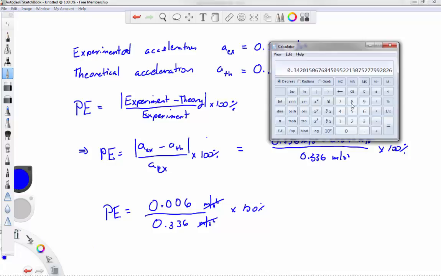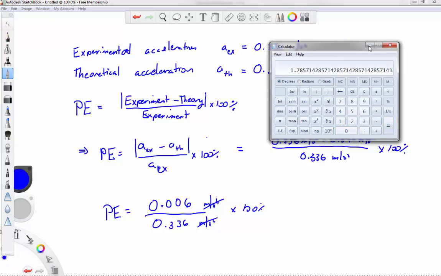So at this point, we can pull up the calculator. You have 0.006. You're going to divide it by 0.336. You get this number, and then you have to times it by 100%.